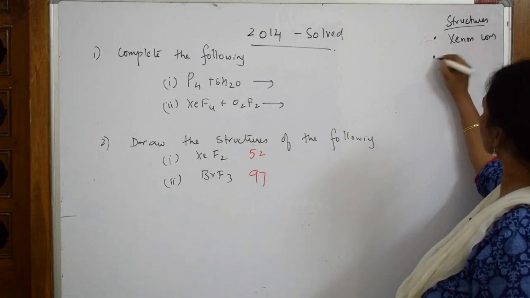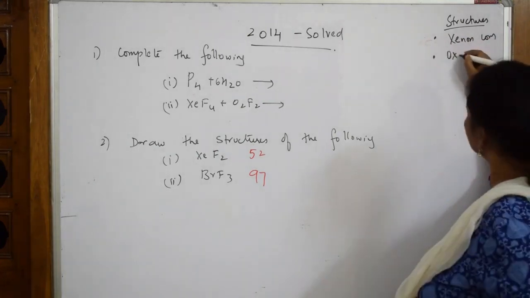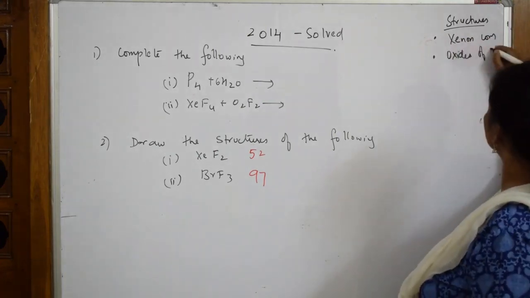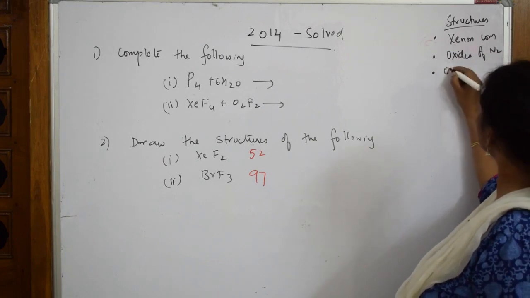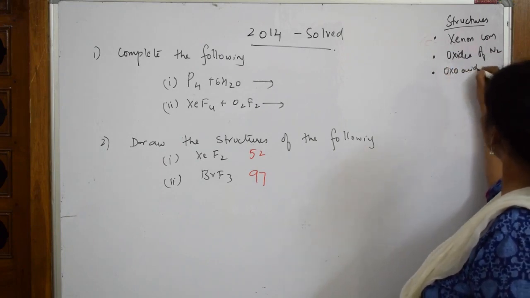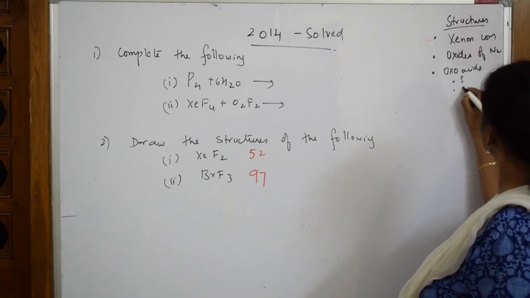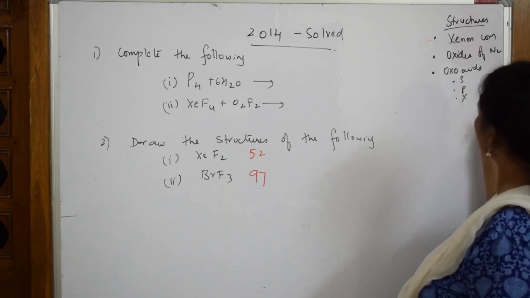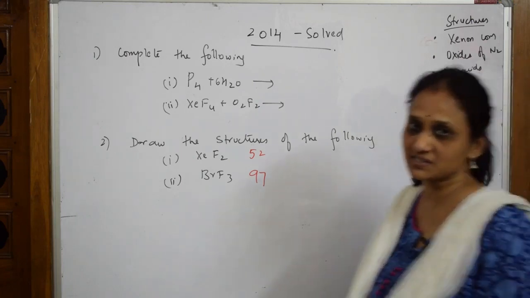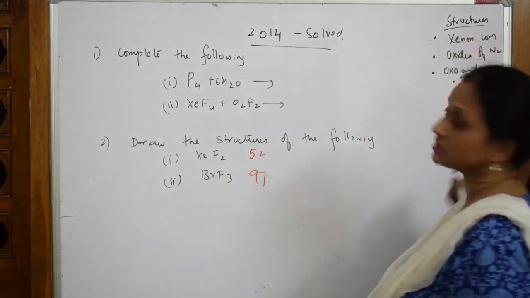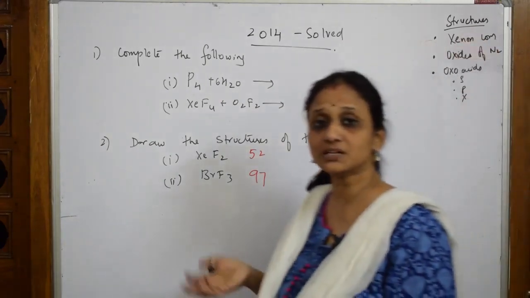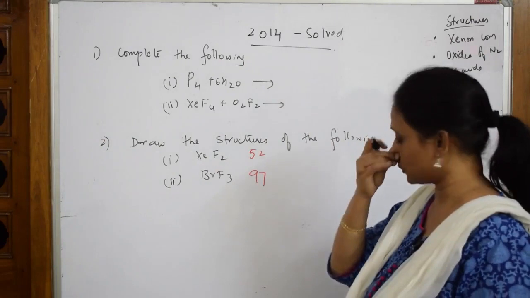You're going to practice structures of oxides of nitrogen. Then you have structures for oxo acids of sulfur, phosphorus and halogens. I did for all, right? Please practice them. Now all the 5 sets you need to memorize. How many ever times you can practice, please practice it. Let's come back and solve the first question.